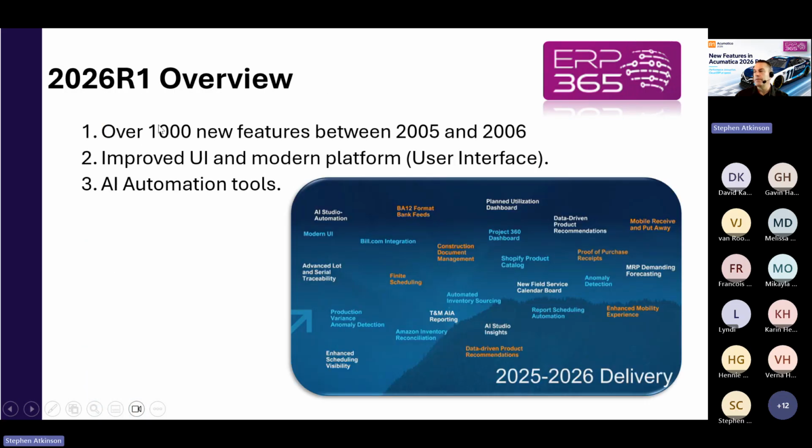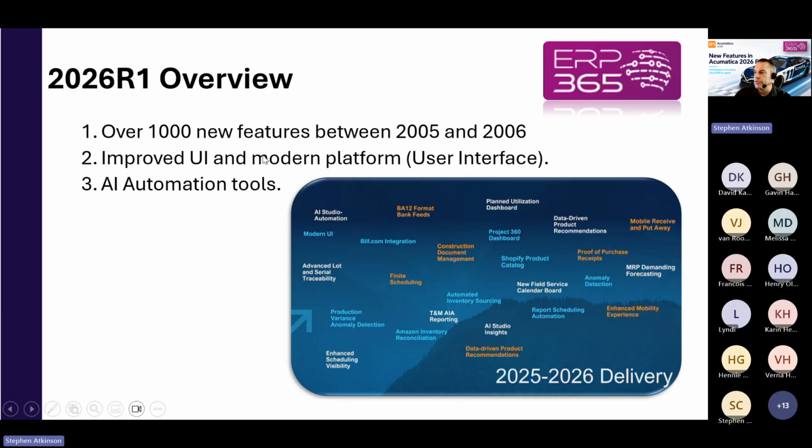Okay, so as I mentioned, over 1,000 new features. Here's just a graphic of some of the features. Some of it may not be relevant to South Africa and may only be available in the States, for example. But the majority of the features are available to you as a customer when you move on to 2026 R1, if you are obviously licensed for it.